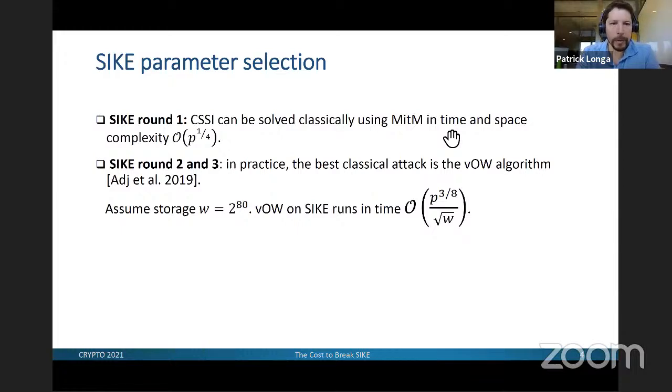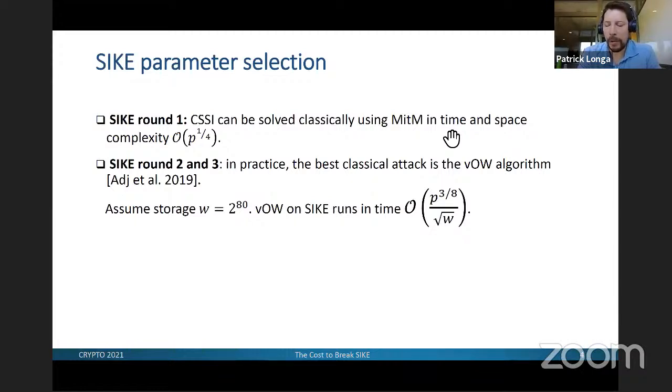Now let me briefly mention the history of parameter selection for SIKE. In rounds 2 and 3, we switched to an analysis based on the van Oorschot-Wiener algorithm. It was switched from the meet-in-the-middle attack that was used in round 1, but that required unrealistic amounts of memory.